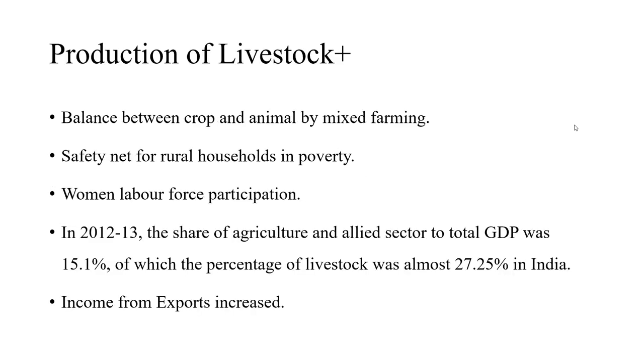The positive impact of livestock is that it maintains a balance between crop and animal through mixed farming, which is usually practiced in India. The crop residual is used as feed for animals, whereas the animal waste is used as natural manure for crops, which maintains the soil health. At the same time, the crop residual used as feed gives more nutrition to the animal, and from that the animal products have better quality.